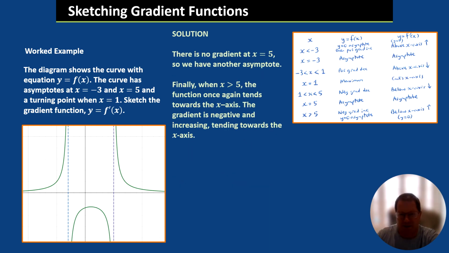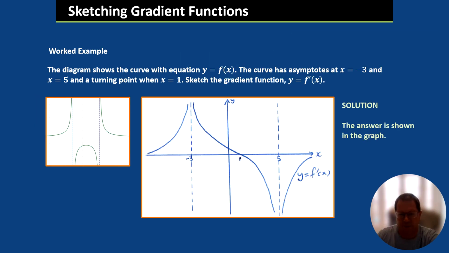Just like when x was -3, there is no gradient at x equals 5, so we have another asymptote. And finally, when x is greater than 5, the function once again tends towards the x-axis. The gradient is negative and increasing, tending towards the x-axis. And finally, here is the answer shown in the graph.